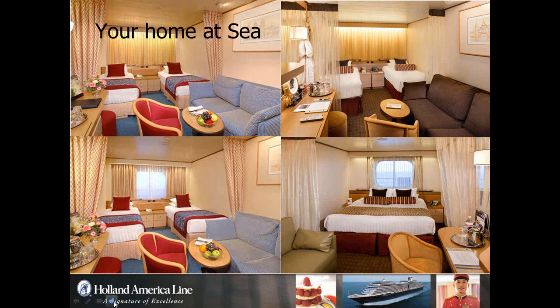So the images that you find at the top of the screen there are of the inside staterooms. Each of our ships has a slightly different colour scheme, so I'm just displaying the two different colour schemes that are available there. And the main difference between an inside and an ocean view is of course those picture windows that you see towards the bottom of the screen.